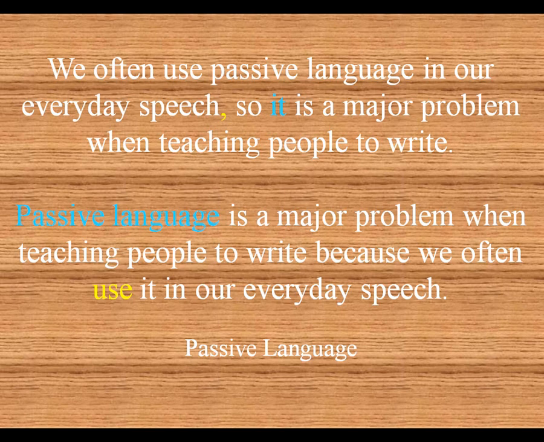But if you go with the second sentence, the one at the bottom that starts with the actor, passive language, you can go right through the whole sentence without pausing because it makes sense. You don't need a comma. Passive language is a major problem when teaching people to write because we often use it in our everyday speech. So you start with the actor, go through and describe the action and the problem, and it all flows.